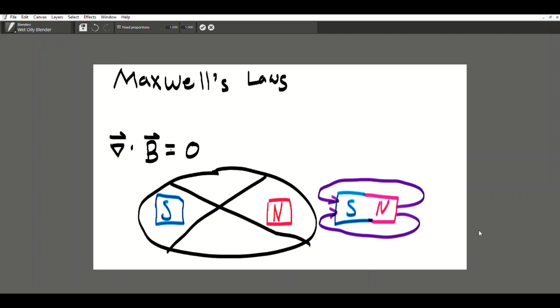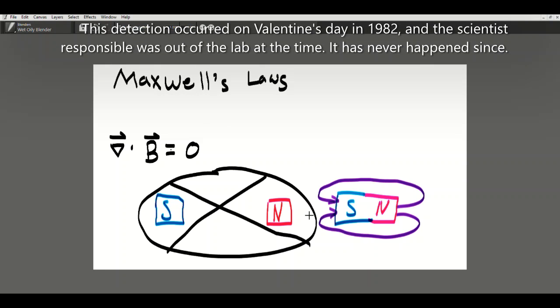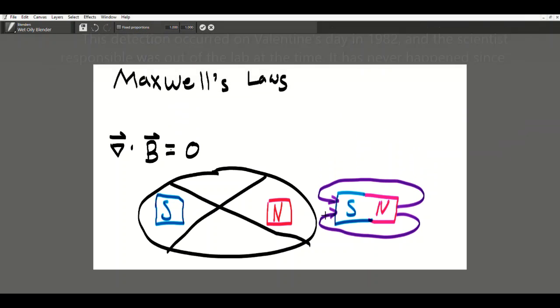Scientists have done their best to try and detect magnetic monopoles, which is what these would be called, and they've found none of them. Well, actually, there was one discovery in like 1980, but no one was ever able to verify it, so we think it was a fluke. So what this means is that you don't get separated south and north poles. They're always together, one on the other.